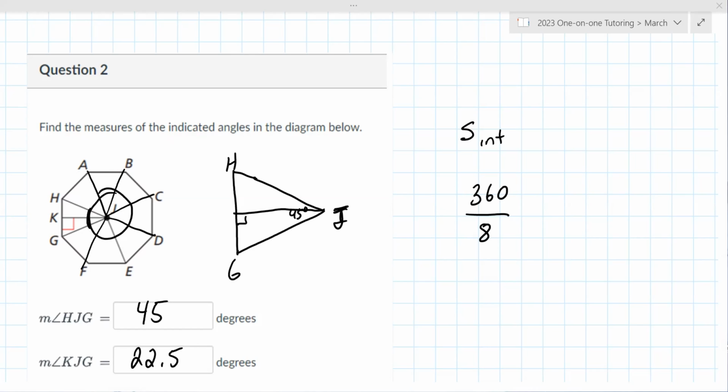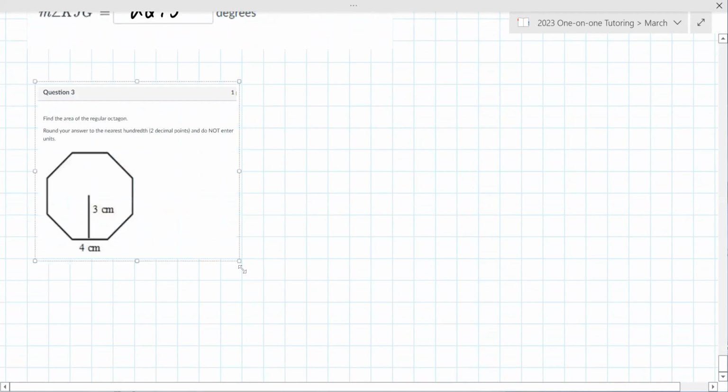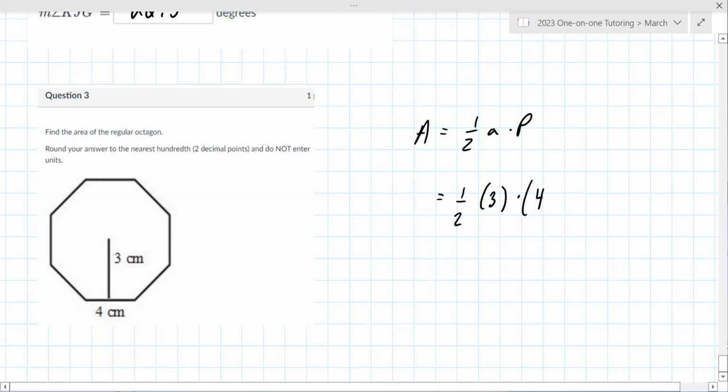All right, number 3. So this is review. You've done problems like this a number of times here. It wants to find the area of the regular octagon. The area of any regular shape is 1/2 the apothem times the perimeter. Are you given the apothem? Yes, it's 3. And the perimeter is 8 times, for the octagon, 8 sides.